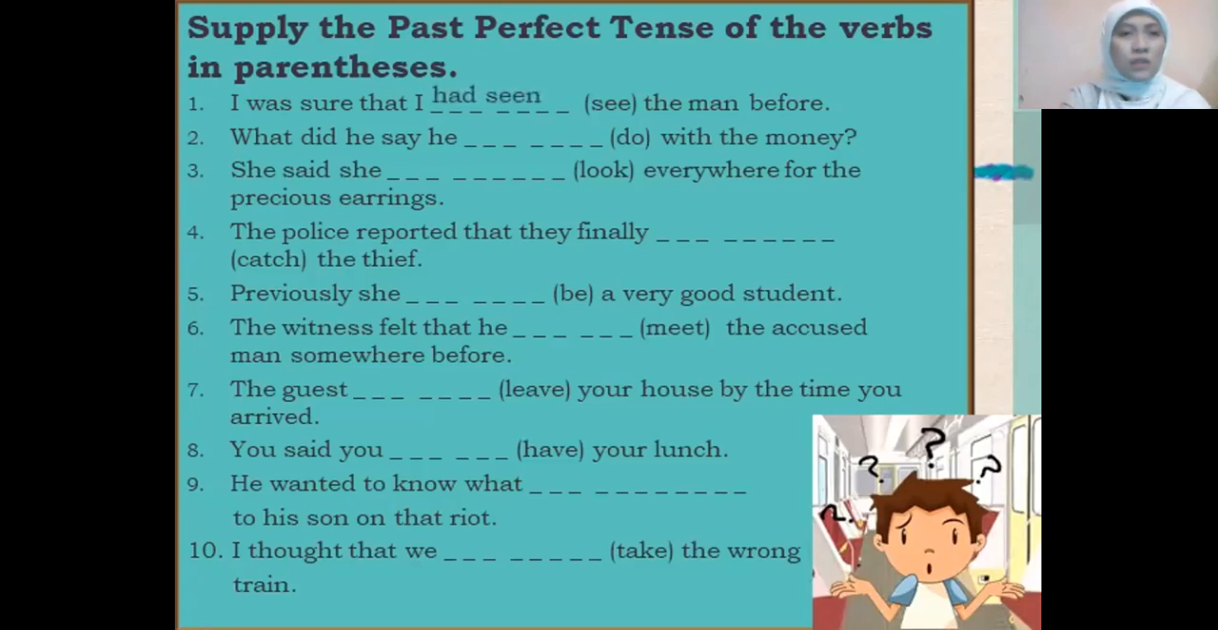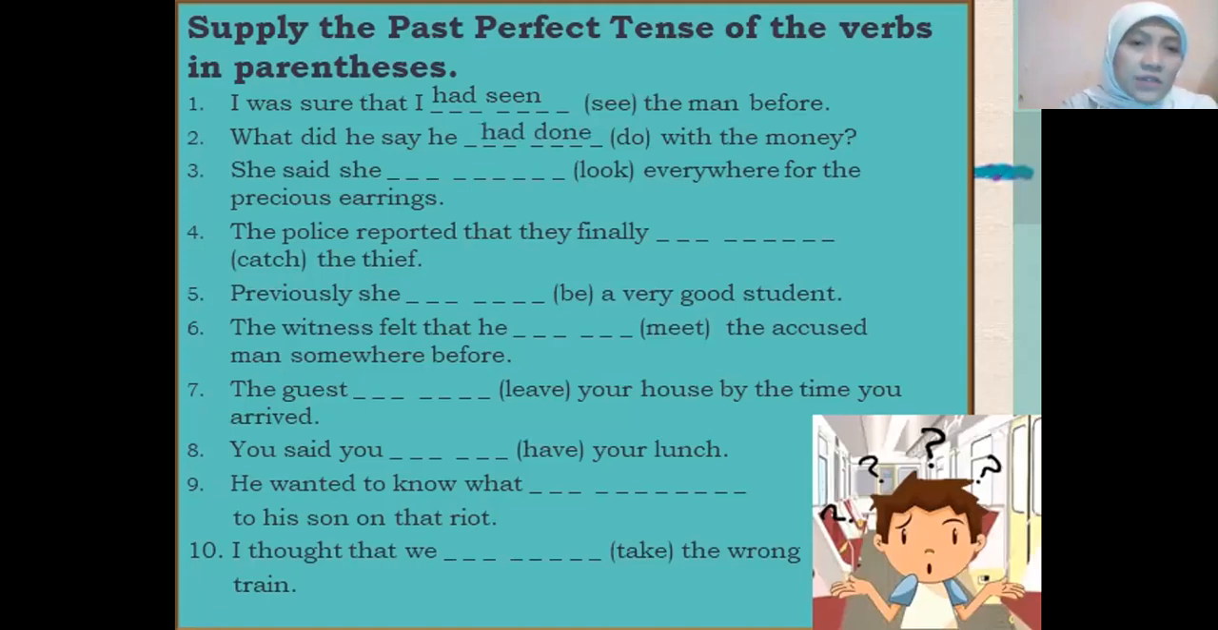Number 2, what did he say he blah blah blah with the money? He, and then subject he followed with had and the verb 3, done. Yeah, he had done. What did he say he had done with the money? Okay, one more.